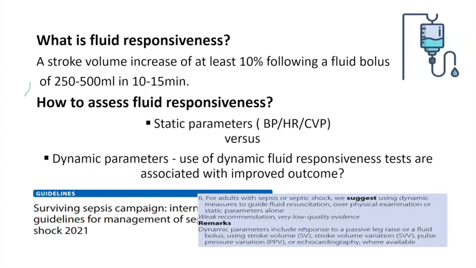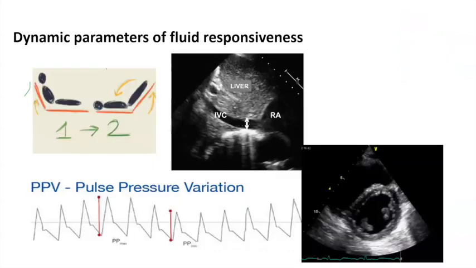So fluid responsiveness by definition is a stroke volume increase of at least 10% following a bolus of 500 ml in 15 minutes. So how do you assess fluid responsiveness in our setup? You all know there are these static and dynamic parameters, out of which dynamic parameters are preferred. So these are the commonly available, more freely available dynamic parameters: the passive leg raise test, IVC collapsibility, bedside cardiac ultrasound, and pulse pressure variation.